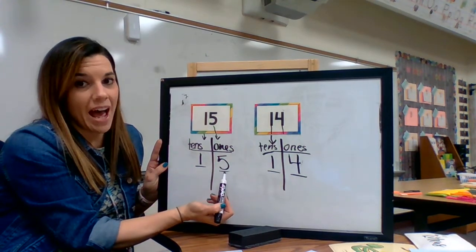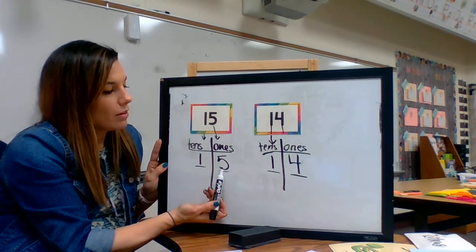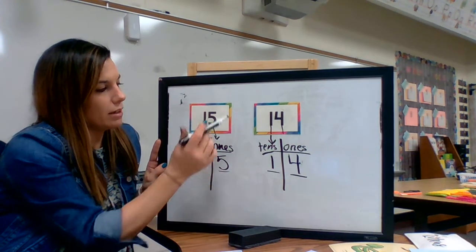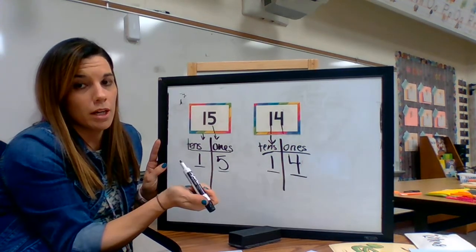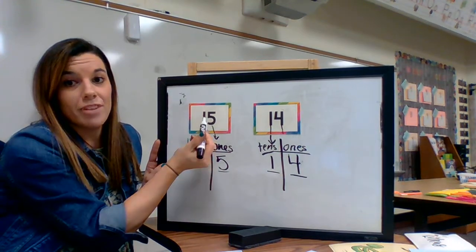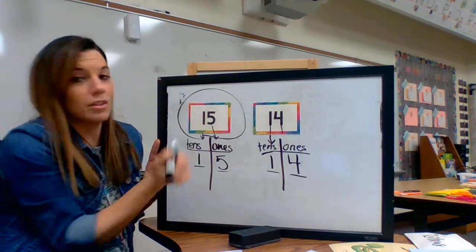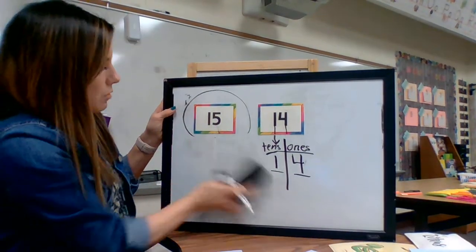The number 5. So what does that tell you? Which number is bigger between 15 and 14? If 5 is bigger than 4, which teen number is bigger? 15. So I'm going to circle it. Do you see how I did that? Let's do another one, okay?